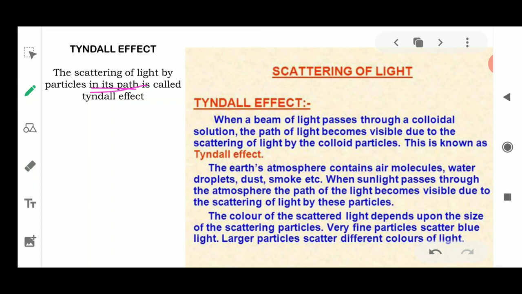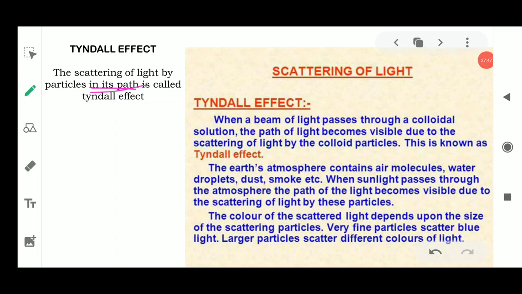So when a beam of light is passed through a colloidal solution, why colloidal solution? It is clearly visible in that colloidal solution, that is why it is written. The path of light becomes visible due to the scattering of light by the colloidal particles, and this is known as the Tyndall effect. So the Tyndall effect is a result of the scattering of light. The light ray passes from one place to another, it is going to scatter, and it is going to fall in a particular path, that is known as the Tyndall effect. Now this Tyndall effect is again a way of scattering of light.